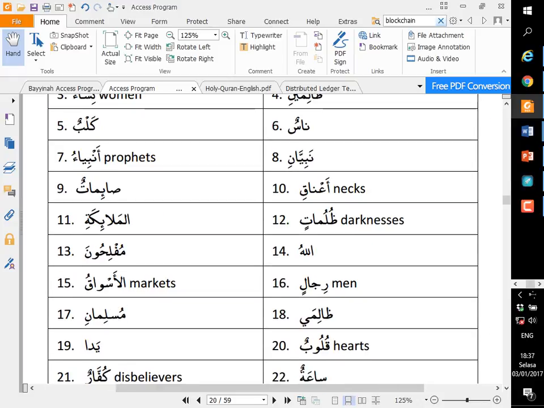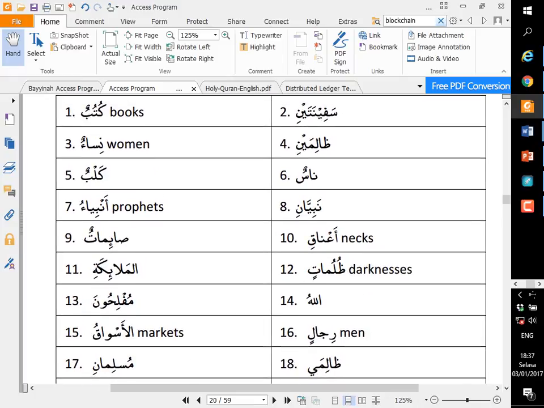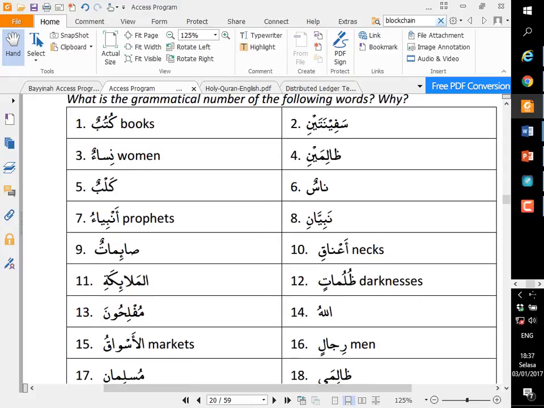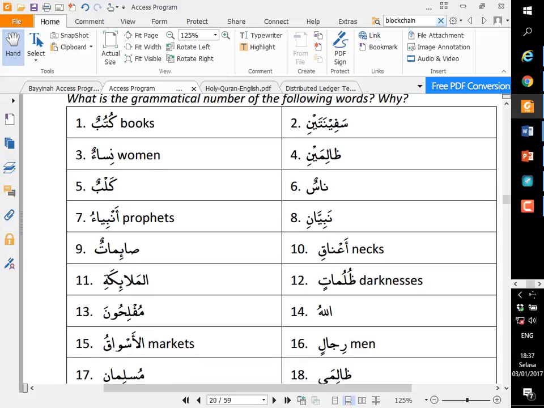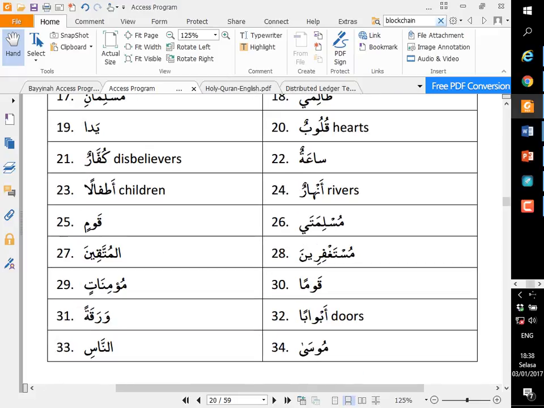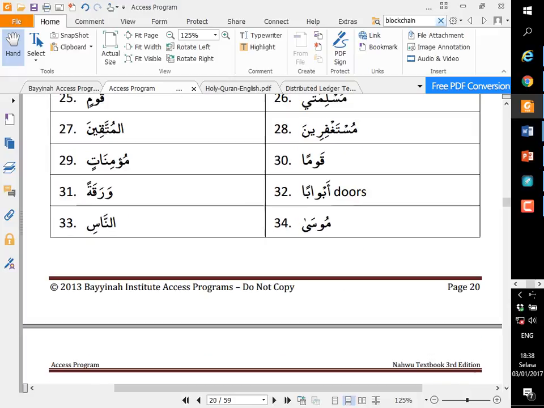This is the example. If you take a look at this one, for example, kutubun, and beside the word you can see books, which means this is a broken plural. So every word that has a translation beside it is a broken plural. It is to help you to observe the broken plural.